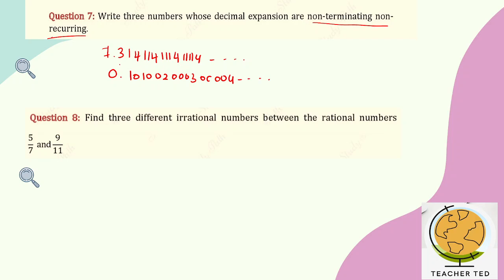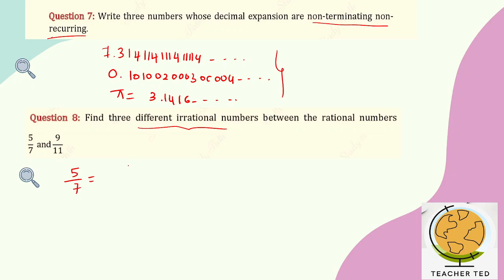You can observe here, these are all non-terminating as well as non-recurring. The value of pi, 3.1416, etc. You can write any examples which are irrational, and those are non-terminating and non-recurring. Coming back to the next question, find three irrational numbers between the rational numbers 5 by 7 and 9 by 11. Initially you need to find the value of 5 by 7.